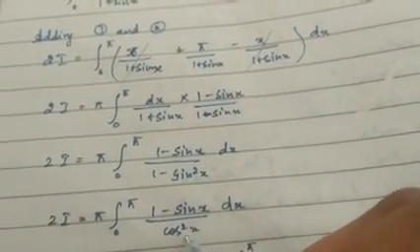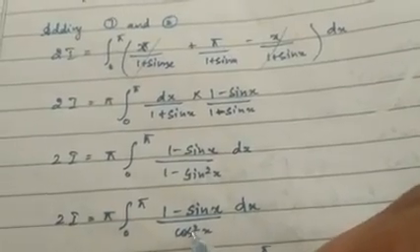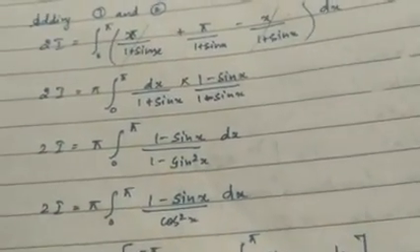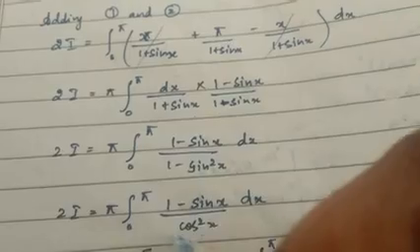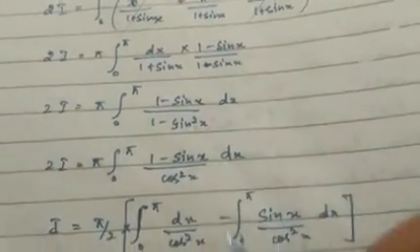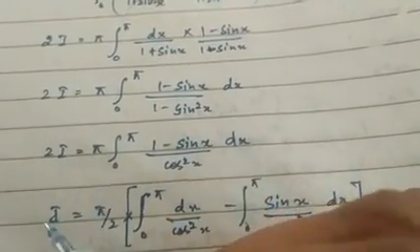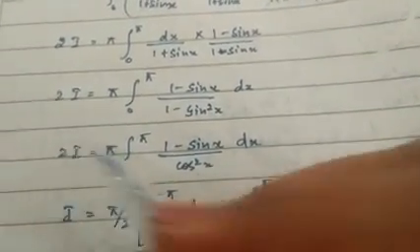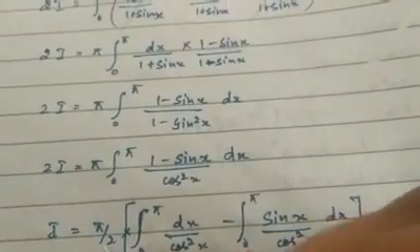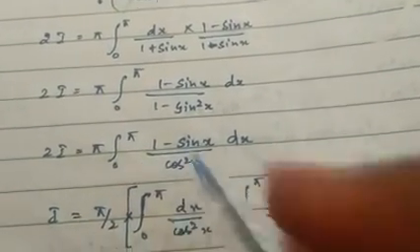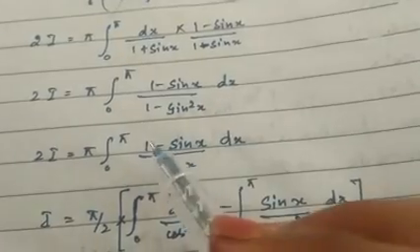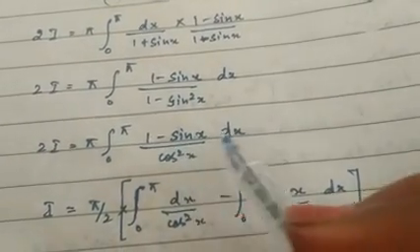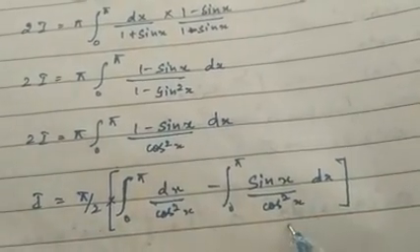So what you can do here, you should not take t to be cos x, so you won't get dt to be sin x. There is 1 minus sin x, therefore you can apply the splitting method. So split it. Therefore 2I equal to, here we have brought 2 to this side, therefore I equal to pi by 2. Pi by 2 is common for both the integrals: integral 0 to pi dx divided by cos squared x minus sin x dx divided by cos squared x.